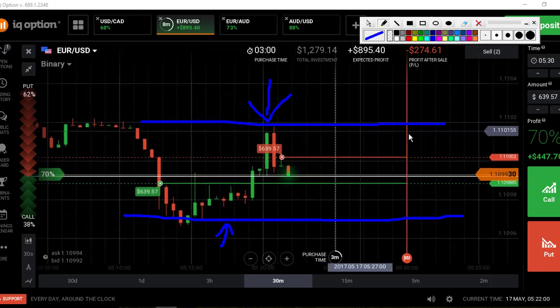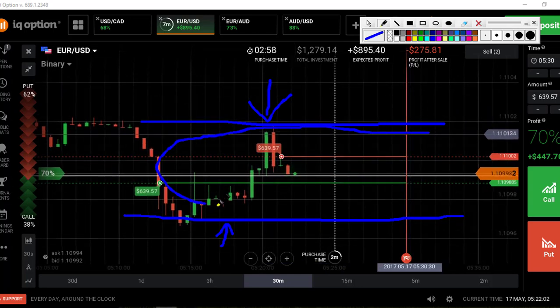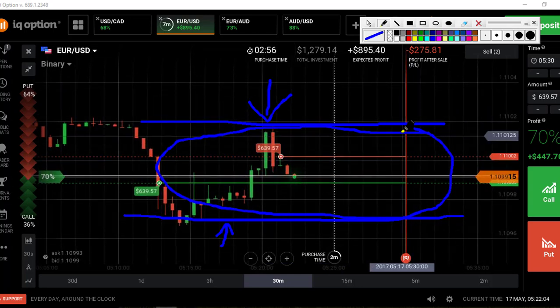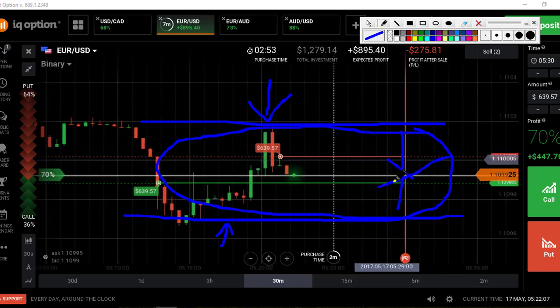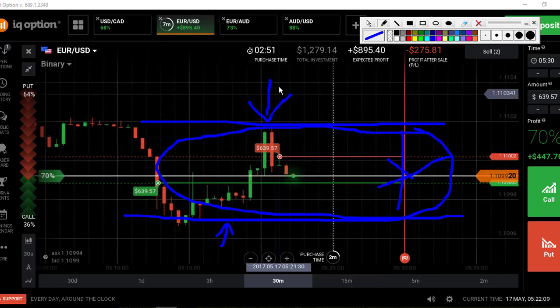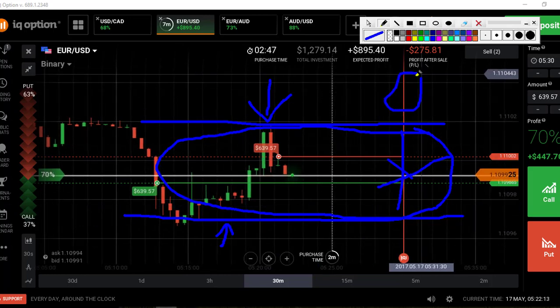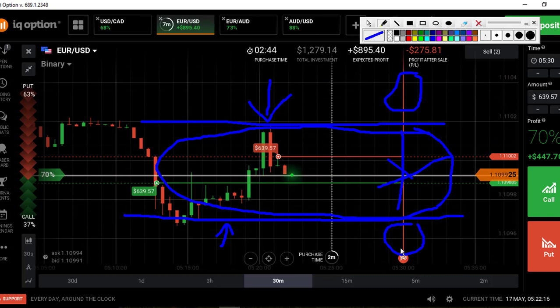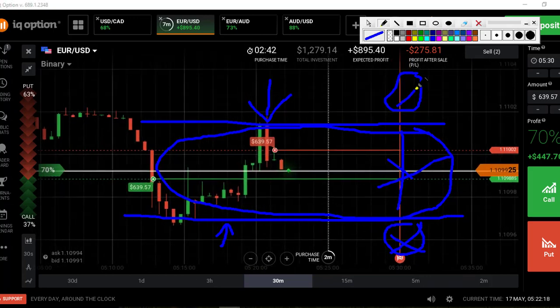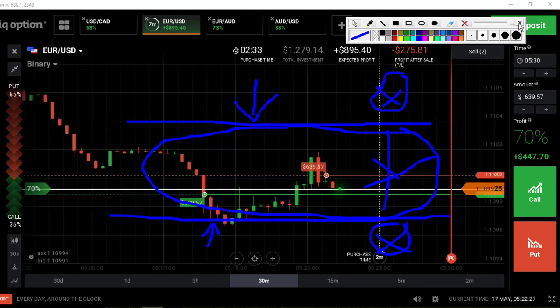And doing so, if the price finishes in this area at your expiration time, which is here, you will win the first trade and you will win the second trade. If the price finishes outside of the zone, so above or below, you will lose one trade and you will win one trade, but doing so you will minimize your loss and lose only 20% depending on the payout. In this case it will be 30% of one trade.